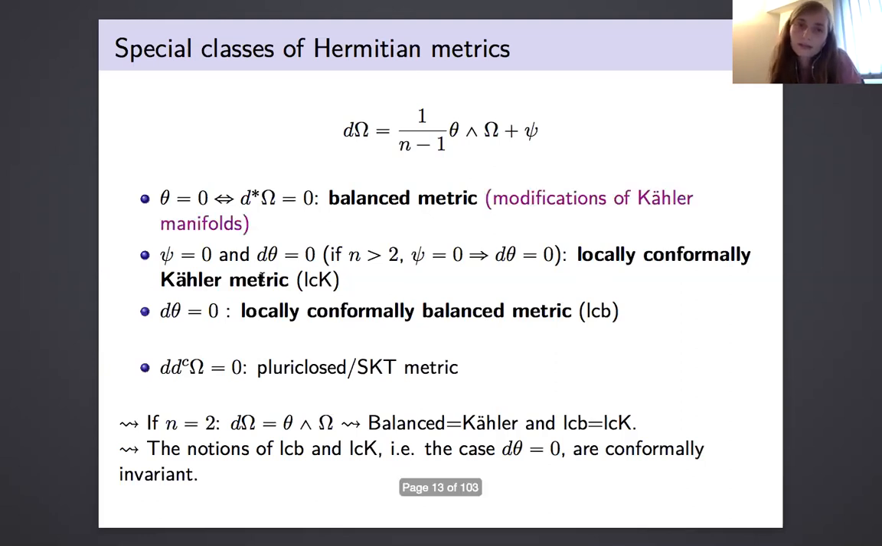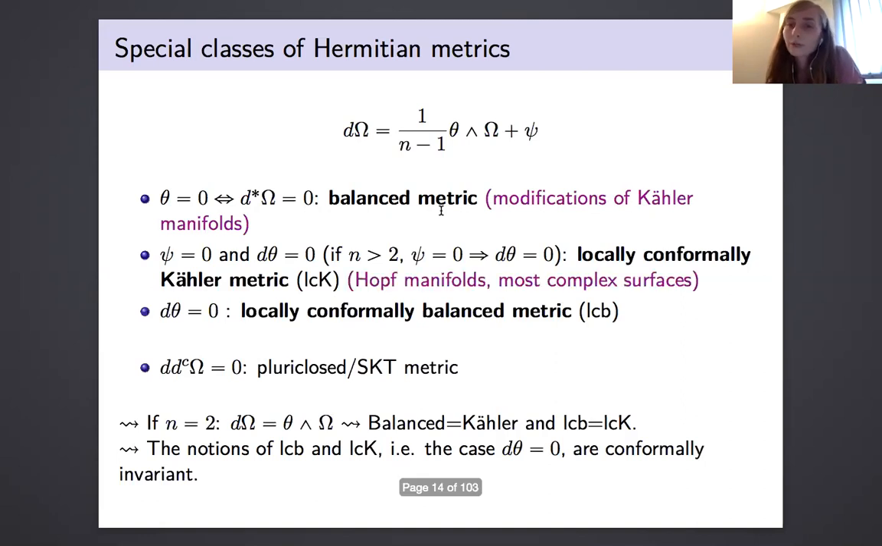And of course, there are important examples of all of them. I'll just give one for each. So balanced metrics exist on all modifications of Kähler manifolds. As you might know, a modification of a Kähler manifold need not be Kähler. There are examples of Hironaka, counterexamples of this. However, they always admit a balanced metric.